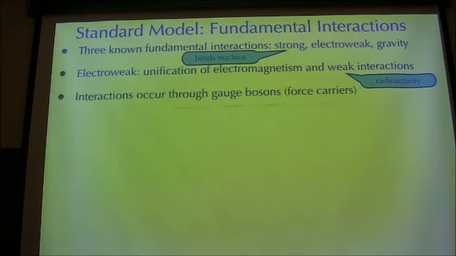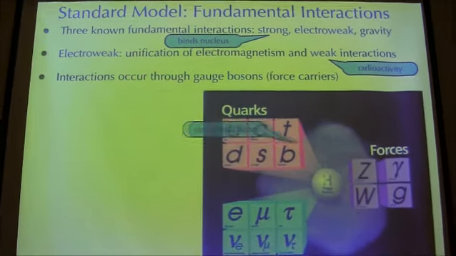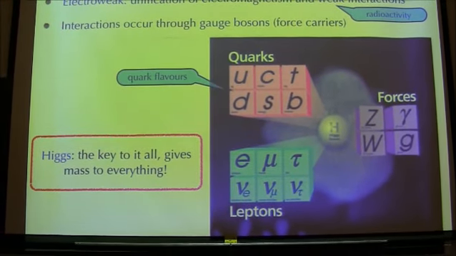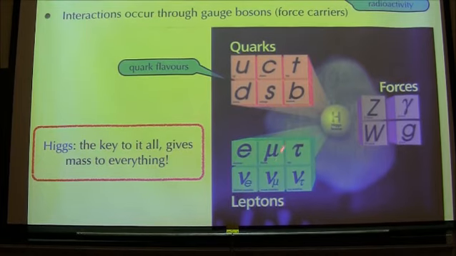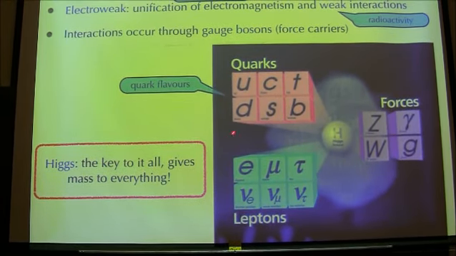Now, all these interactions occur through what we call gauge bosons. These are the carriers of the force, or the communicators of forces. And I should have a cartoon. Here it is. So this is actually what we think everything is made of, the entire universe, except for dark matter. So what we've got is quarks. Remember, we talked about up and down.